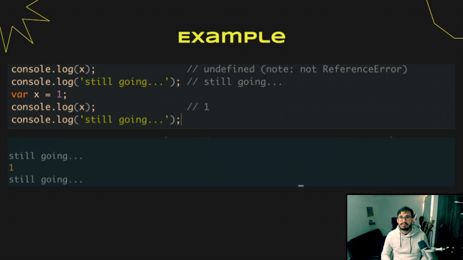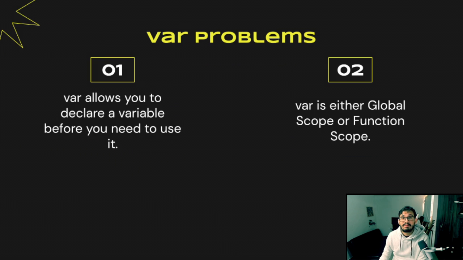How is this possible? This behavior is called hoisting. I will go into further detail on hoisting in future videos. Meanwhile, you can think of hoisting as the ability of JavaScript to place variables at the top of the scope, so that if we use var, the order of variable declarations is irrelevant. First, var allows you to use a variable before you declare it, and that is weird. And second, var is either global scope or function scope.